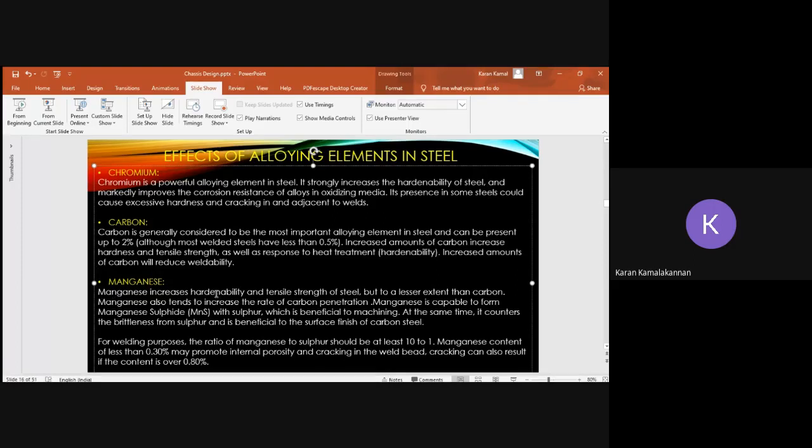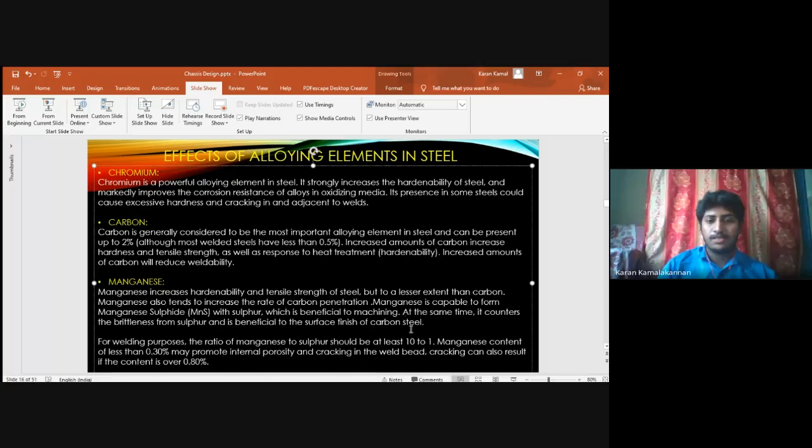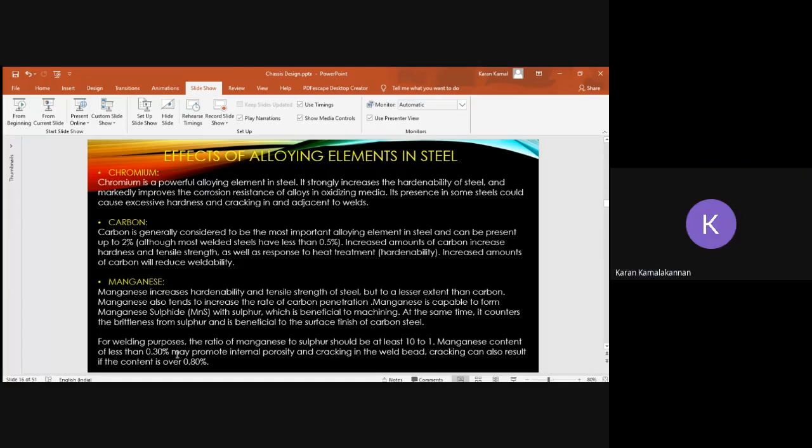Next is manganese. Manganese also increases the hardenability and tensile strength, but to a lesser extent than carbon. It increases the rate of carbon penetration during the welding process. In the heat affected zone, the more the manganese content, the more carbon will penetrate, thereby increasing the strength there. Manganese also helps in machining, so a steel having more manganese content can be easily machined. Manganese content of more than 0.8% will cause cracking.